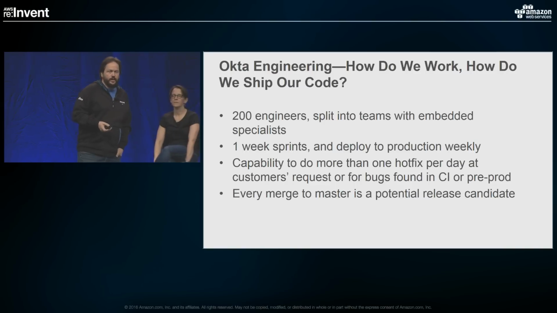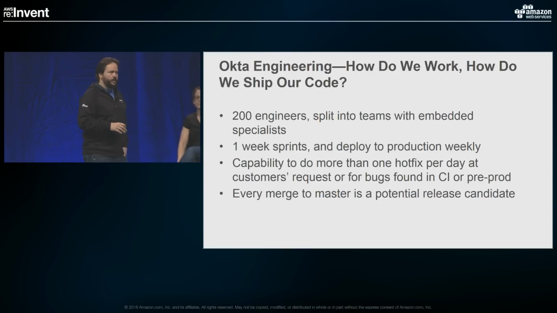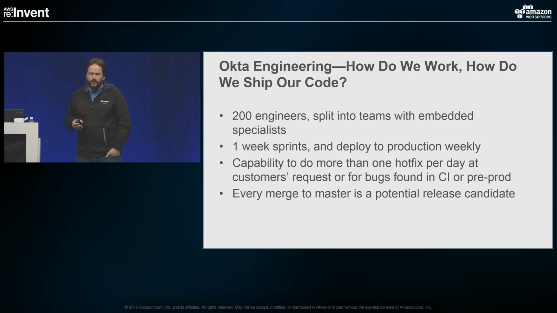We have 200 engineers, which are split into many teams. All of them have embedded specialists, so we have UI engineers, test engineers, a bunch of different kinds of engineers on each team. We have 1-week sprints, and we deploy to production with our core product every week. Sometimes we deploy more often if there are hotfixes, et cetera. We have the capability to deploy multiple times a day. We try not to do that.